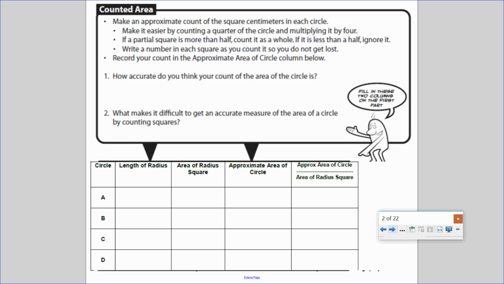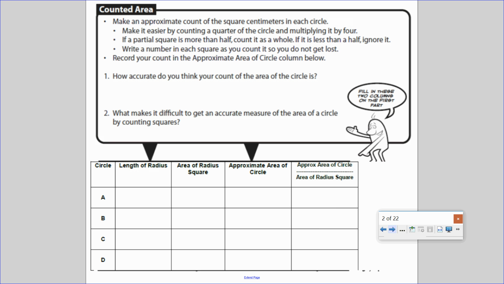So today we're going to be learning how to find the area of a circle. You're going to make an approximate count of square centimeters in each circle. Make it easier by counting a quarter of the circle and multiplying it by 4. If a partial square is more than half, count it as a whole. If it is less than half, ignore it. Write a number in each square as you count it so you do not get lost. Record your count in the approximate area of circle column below.